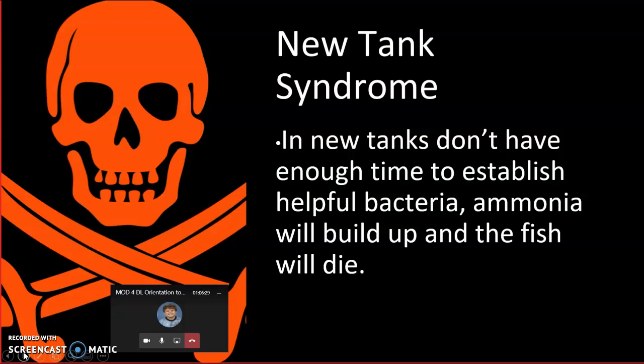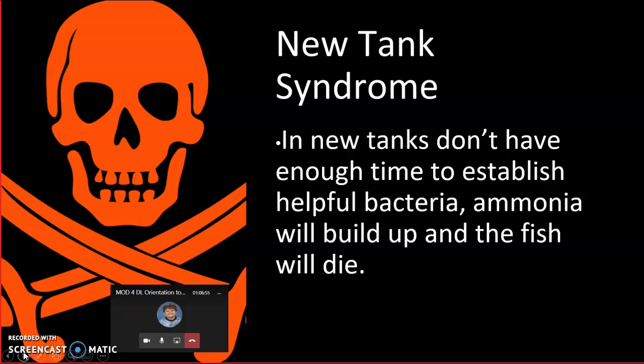This happens often. People will go to a fish store or a pet store. They will buy a new tank. They will buy gravel. They will buy things to put in their tank, and they'll buy fish. They'll go home and put it all together following the instructions, and then 2 to 3 days later, all their fish will be dead, and they'll be wondering, why did my fish die? I don't get what happened. Well, I'm going to explain to you what happened.